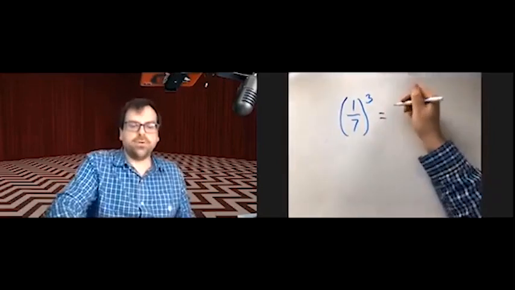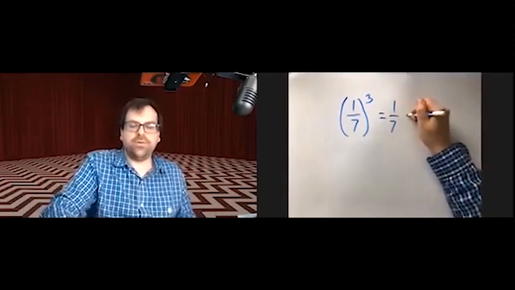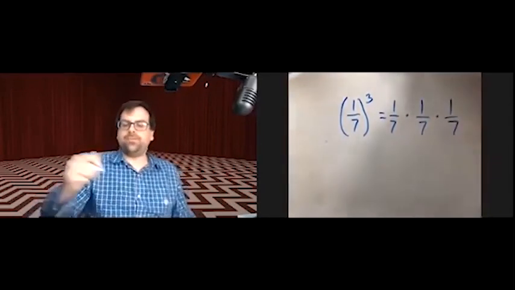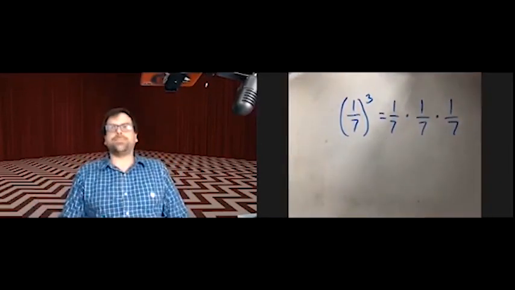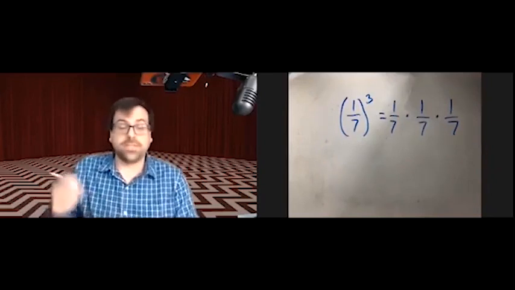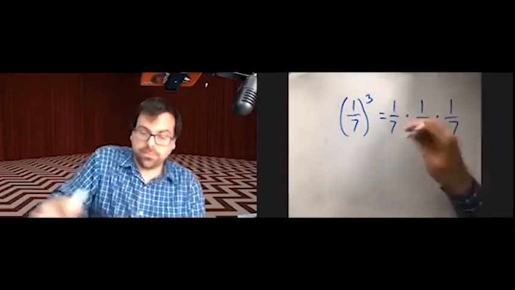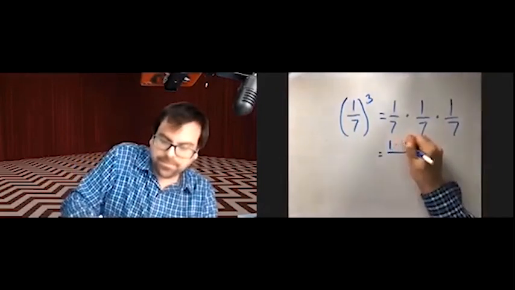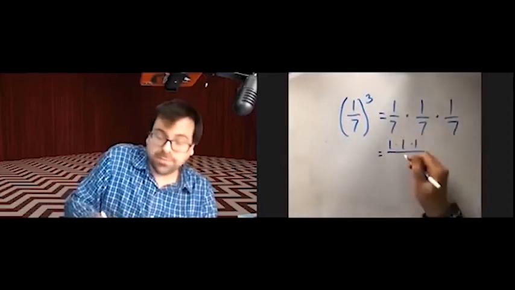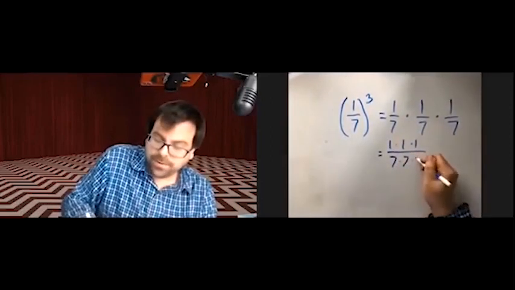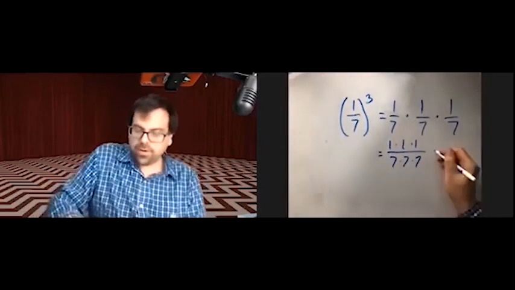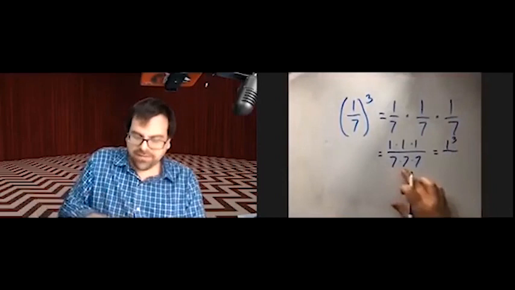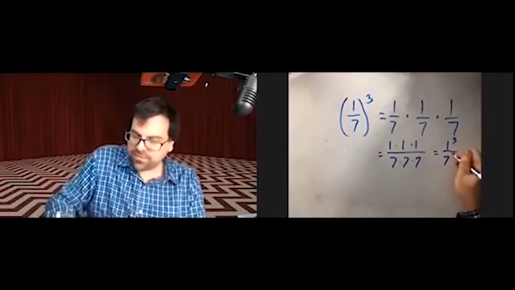Raised to the third power means times itself a total of 3 times. Now here we're multiplying. We can multiply across the top. We can multiply across the bottom. Look at what we have. 1 times 1 times 1 is 1 cubed. 7 times 7 times 7 is 7 cubed.